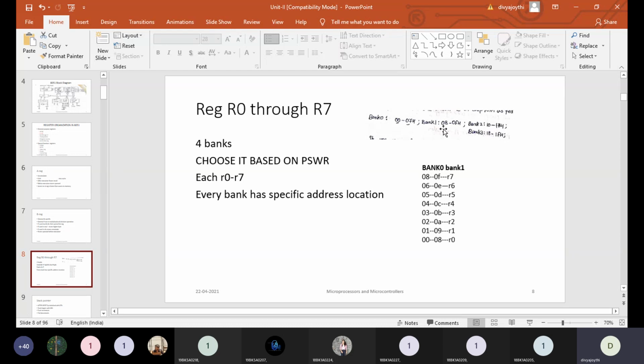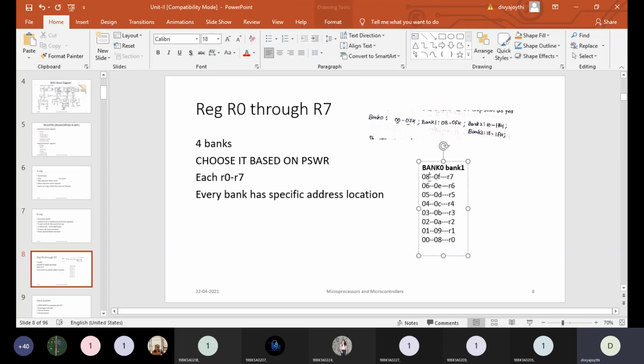Here I have displayed how the addresses are assigned to R0 to R7 if they are stored in bank 0 and if they are stored in bank 1. See here, 00 will be assigned to R0 if you are working with bank 0, and 01 will be assigned to R1, 02 to R2, 03 to R3. In that way, 07 will be assigned to R7 if you are working with bank 0, because bank 0's starting address is 00 and ending address is 07. Sorry, here it is going to be 7, not 8.